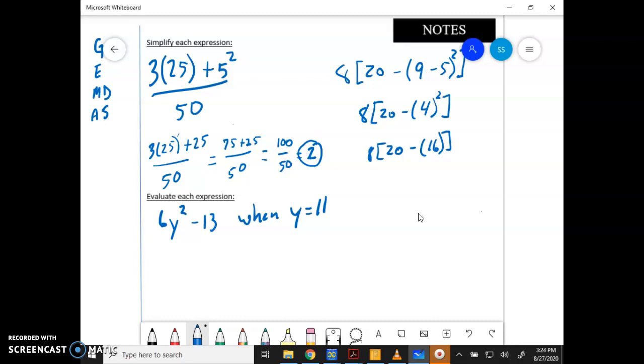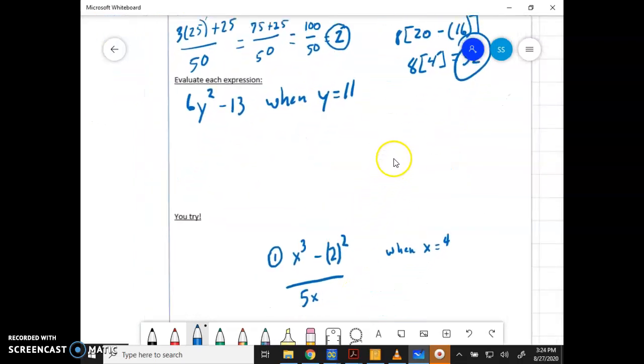We need to do that first. So we are finally left with 8. And in the brackets, all we have left is 4. All right. And anytime you have a number next to another number that's in either brackets or parentheses, if there's no symbol in between, we know that means multiply. So this is 8 sets of 4, or 8 times 4, which is 32.